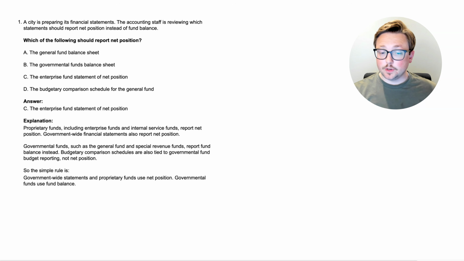Proprietary funds, including enterprise funds and internal service funds, report net position. Government-wide financial statements also report net position. Governmental funds, such as the general fund and special revenue funds, report fund balance instead. Budgetary comparison schedules are also tied to governmental fund budget reporting, not net position.